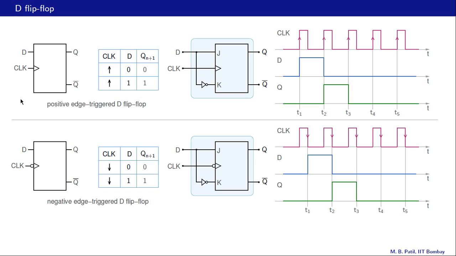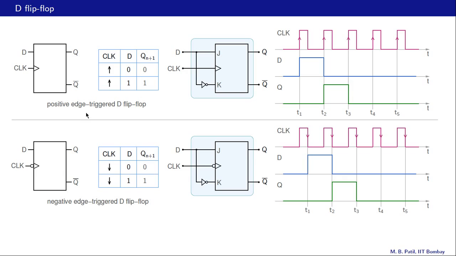Another useful flip-flop is the D flip-flop, and it can be a positive edge triggered flip-flop or a negative edge triggered flip-flop. It has two inputs, D and clock, and the convention for the clock is similar to what we already seen. This triangle indicates that it's an edge triggered flip-flop, and this circle here indicates that it's a negative edge triggered flip-flop.